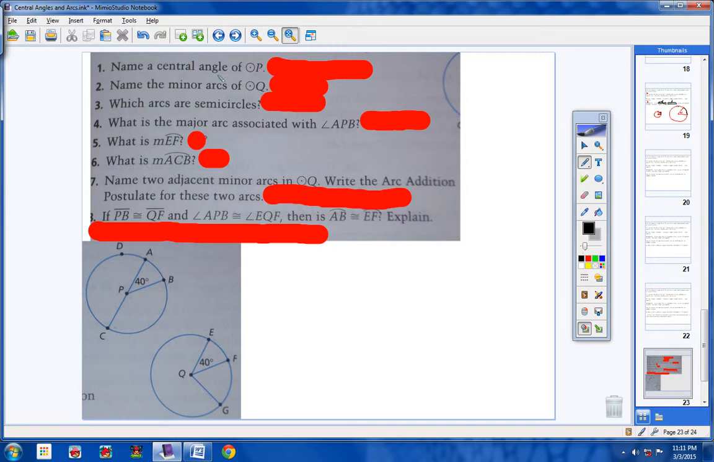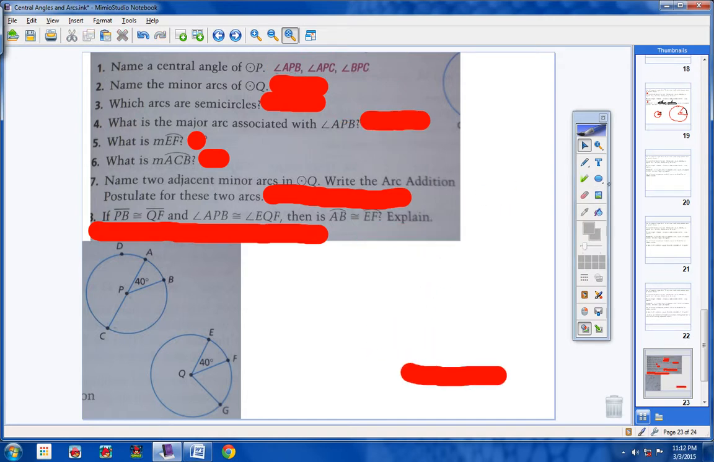Question number 1. Name a central angle of circle P. Okay, here's circle P because the center is P. Name a central angle. Well, you could say angle APB is an angle. You could say angle BPC is an angle. You could also say a straight angle. Angle APC is a central angle. It's a diameter. It's a straight angle. It's 180 degrees, but it's still an angle, okay? So any of those three angles would be sufficient, okay?